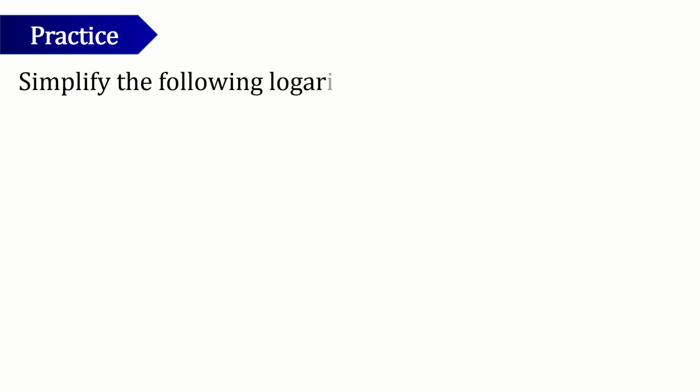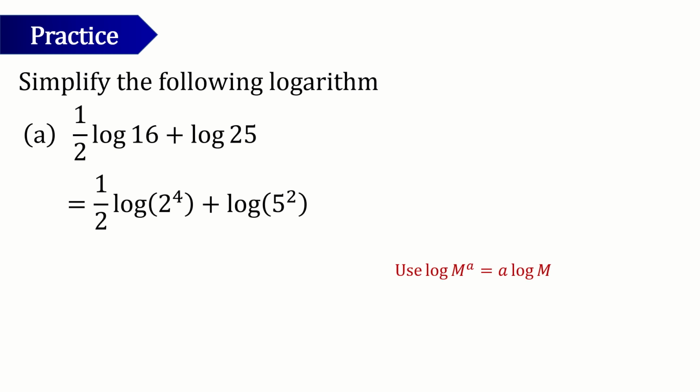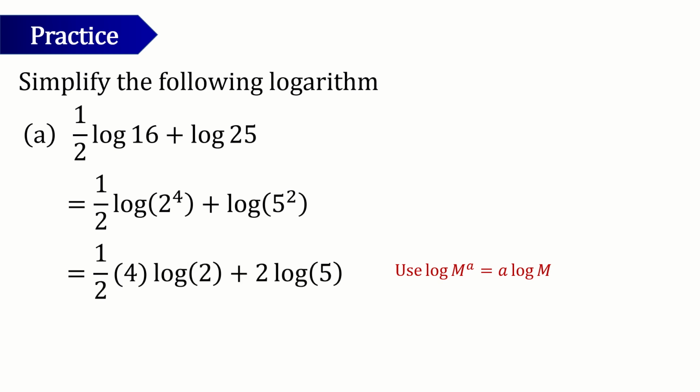Alright, so as practice using the rules of logarithm, the first one we have is half log 16 plus half log 25. Log here means base 10. First, we can change 16 to base 2, so 16 is 2 to the power of 4, and 25 is 5 squared. If the radicand has a power, we can bring the power to the front of the logarithm. So we bring 4 to the front of log 2 and power 2 to the front of log 5.